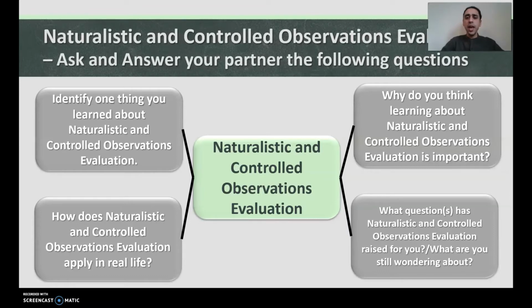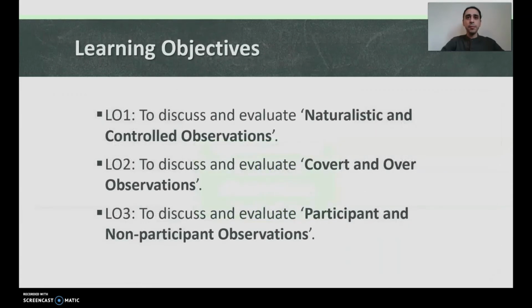If you've got any questions, let me know, send me an email, put it in the comments, and I'll try and get back to you. Or maybe another student can get back to you. Okay, I'm ticking off learning objective 1. This is going to be a brief lesson today, discussing and evaluating naturalistic and controlled observations.